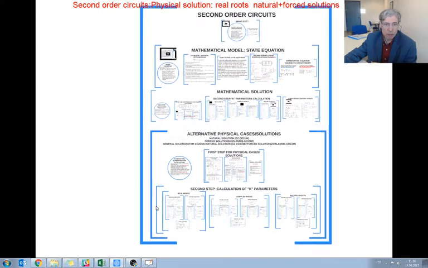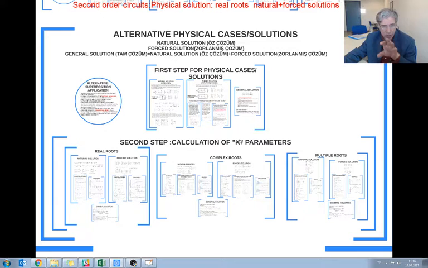In order to calculate the k parameters, this is the one that we are going to examine now, we need numerical values, because these numerical values determine the characteristic root. Characteristic root determines our output functions. The format of these functions will change. Therefore, we need numerical values. For different numerical values, we are going to have different roots.